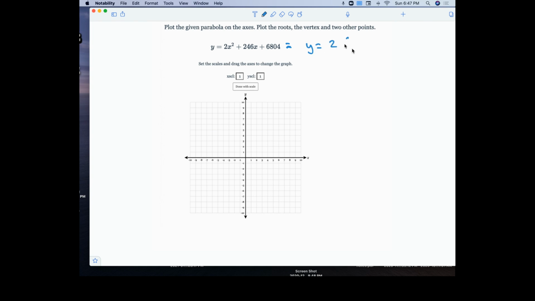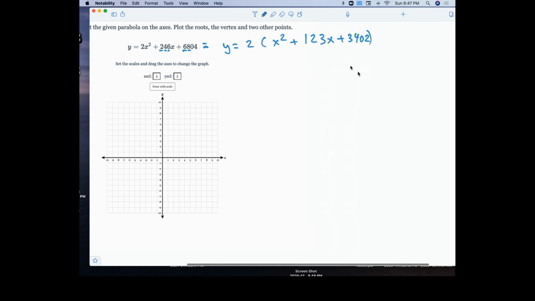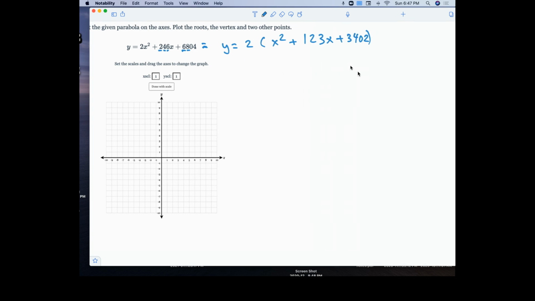So we're going to divide by 2. It's going to be x squared. So this is nice because 2, 4, and 6 are all divisible by 2. So this is 1, 2, 3x plus 6 and 8 gives me 3402. Okay, so this is pretty rough.